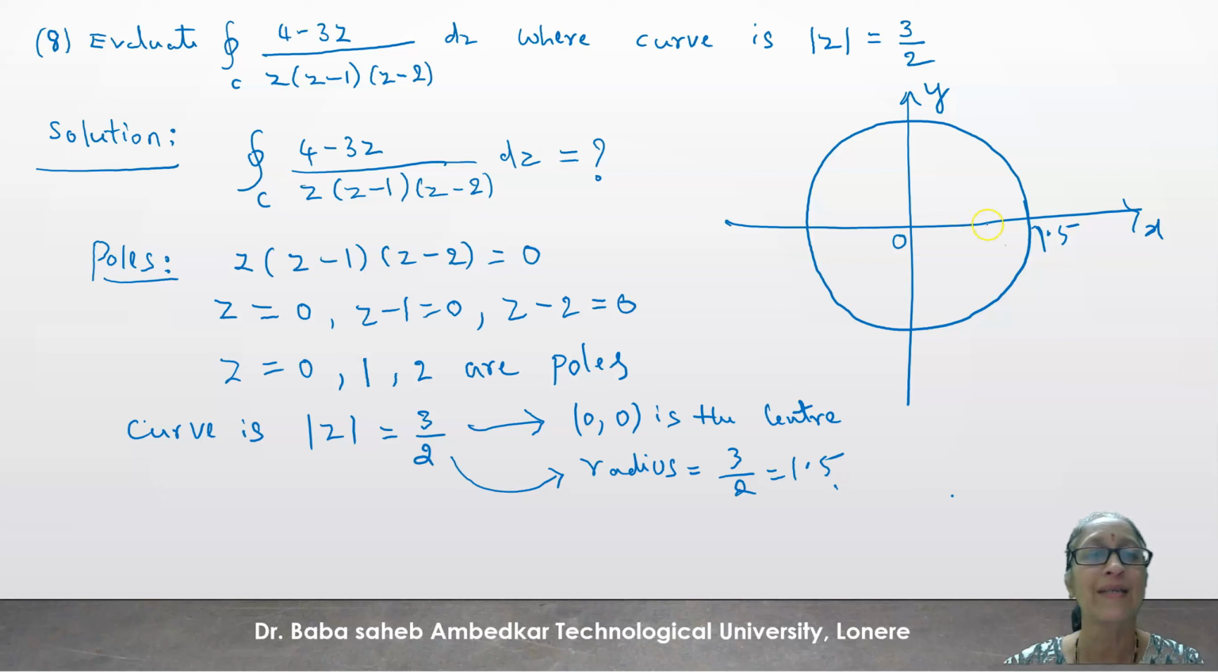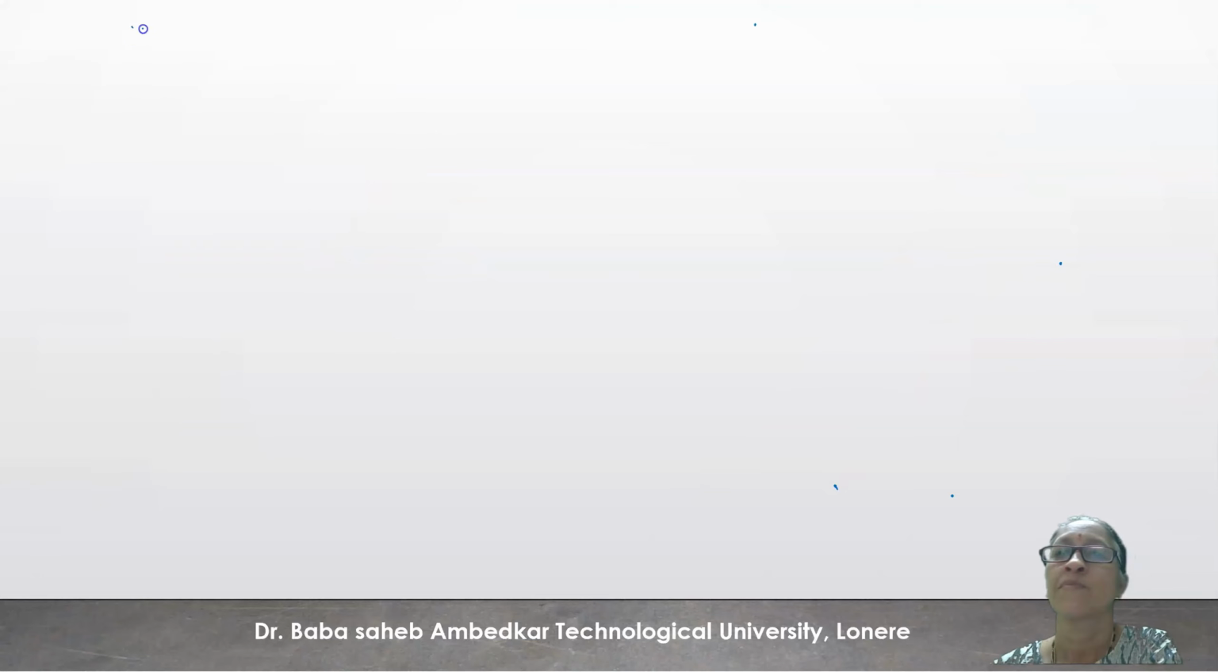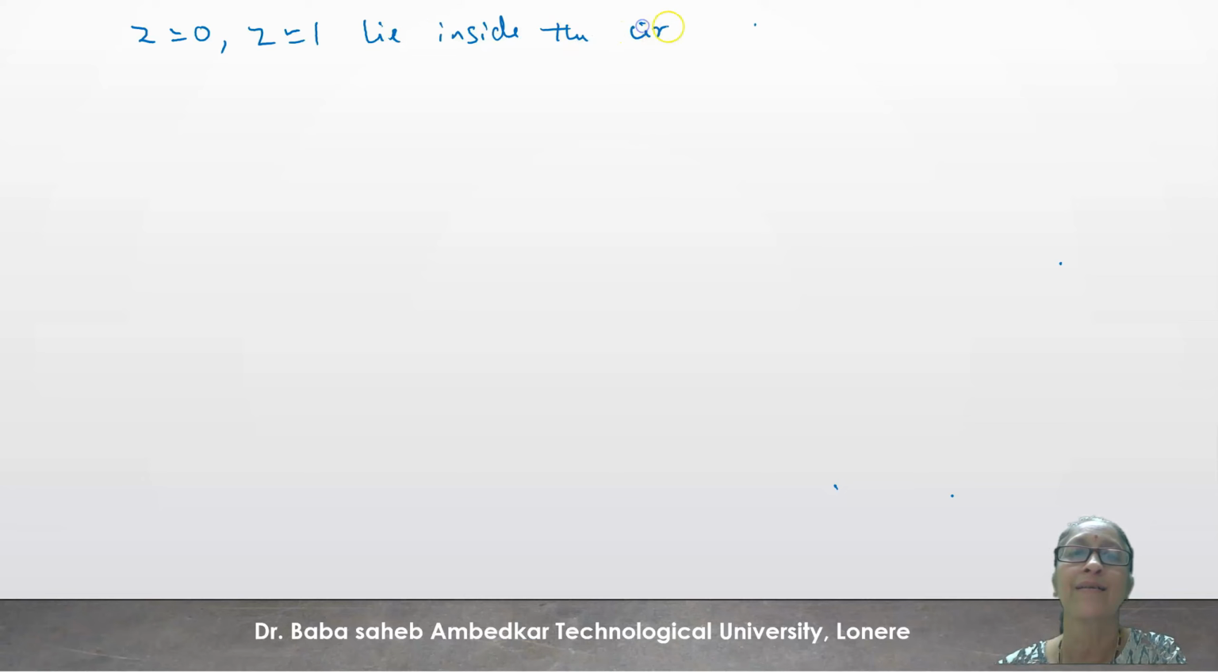So here let us say this is 1 and this point is 2. Now our poles are 0, 1 and 2. So 2 points are lying within the circle and 1 point is outside the circle. So here z equal to 0 and z equal to 1 lie inside the circle and z equal to 2 is outside the circle.